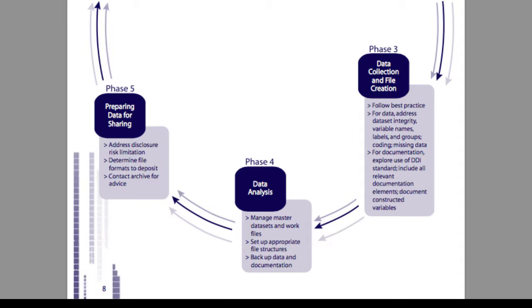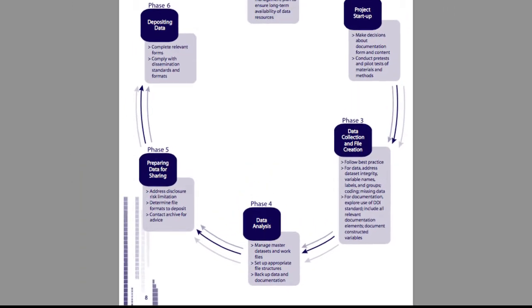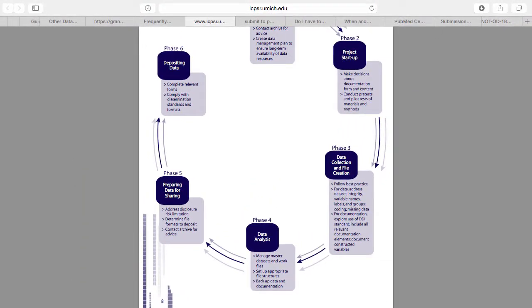Phase 5 is the preparation for data sharing. The data management plan should address which repository the data will be submitted to. Different repositories have different requirements. If, for example, the data will be deposited into PubMed Central, as is primarily the case for NIH-funded projects, researchers will have to know which supplemental materials and what file formats are required for submission.